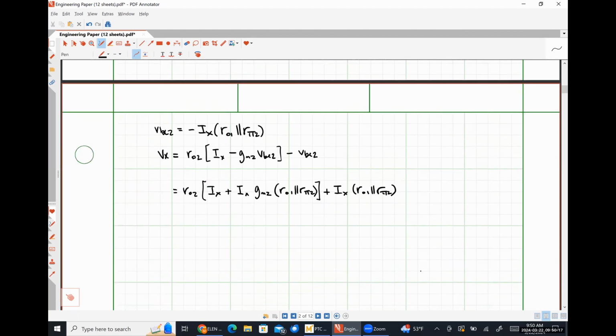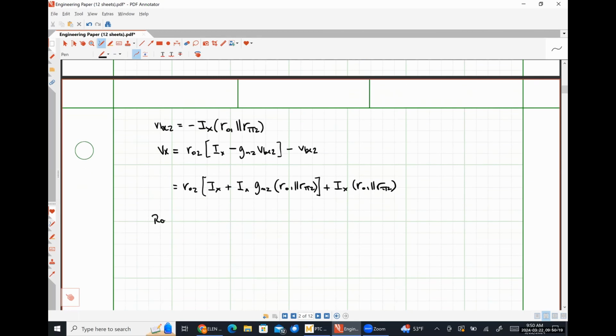Okay. Our output resistance should then be the ratio of Vx to Ix, which is going to look like R02 times 1 plus R01 in parallel with R pi 2. So just to be clear here, I took care of this term. I've taken care of this term. Now I'm going to give us the term in the middle.